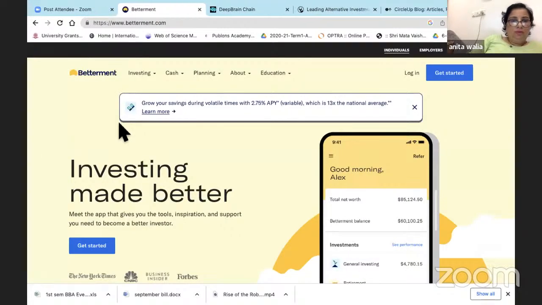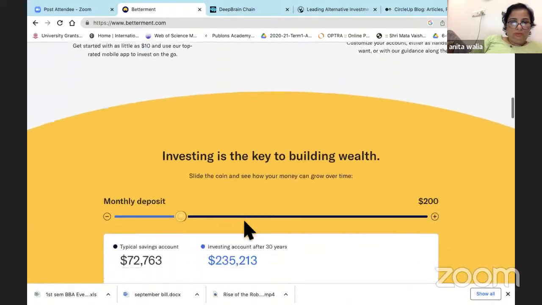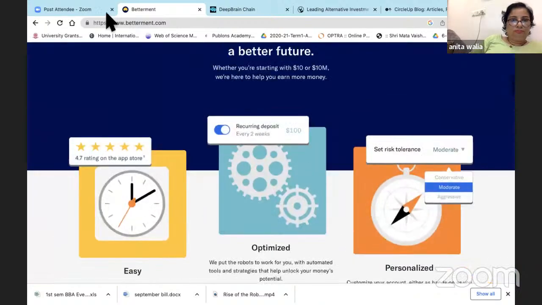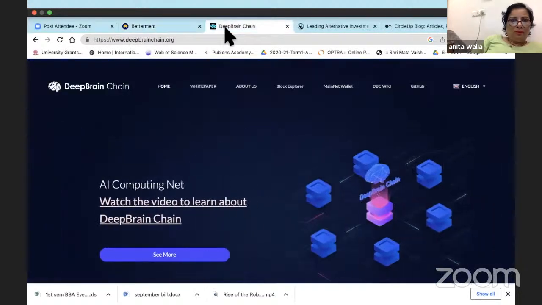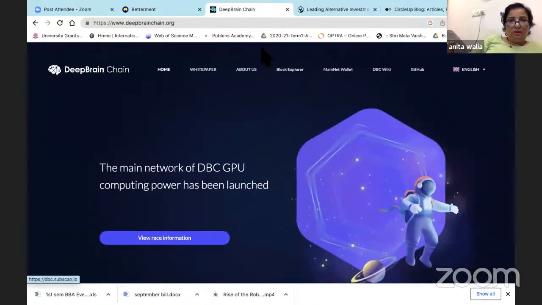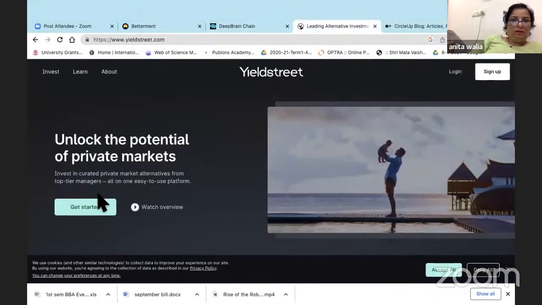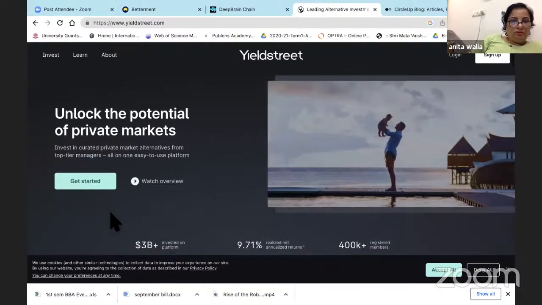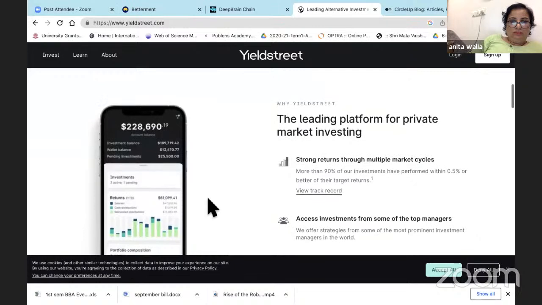Then this is also one of the companies called Betterment. You have to log in actually to go through this. This is just like Zerodha and Demat, any Demat account, but this is better than those. Deep Brain, I wanted to show you this. I think I've already shown you that Deep Brain. Yield Street is also this. You can get started, you can watch the overview. I'll not run through this, you can just go yourself and explore these sites.